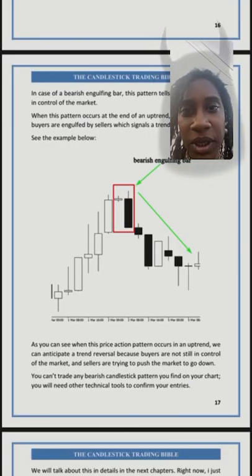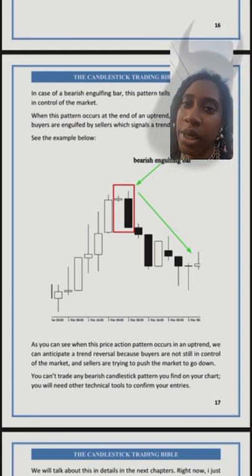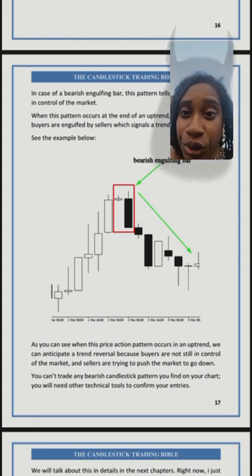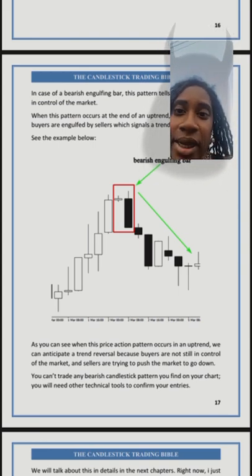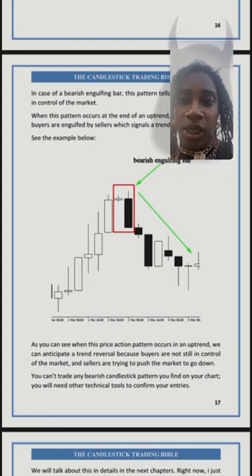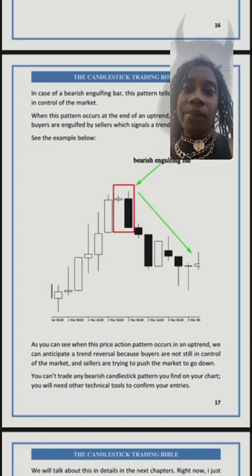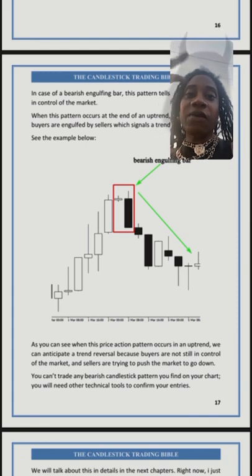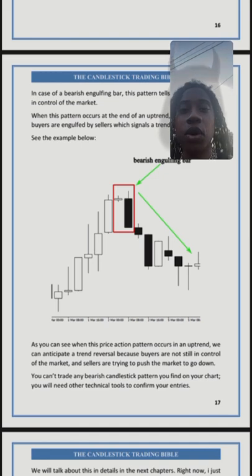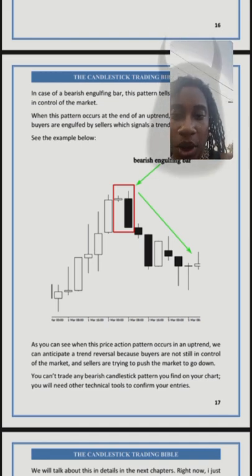In the case of a bearish engulfing bar, the pattern tells us that basically the sellers are in control of the market. When this pattern occurs at the end of an uptrend, the buyers are being engulfed by the sellers. For this example, as you can see, the price is going up. The white bar indicates that the price is going up. When it gets to the top, you have that real little candle, and then what happens? You have a big candle that opens going down. So that was a bearish engulfing bar.